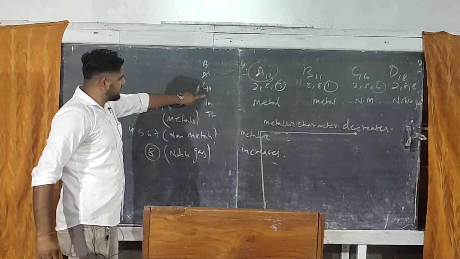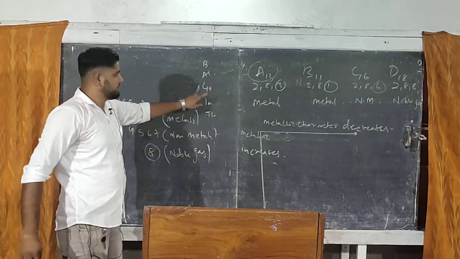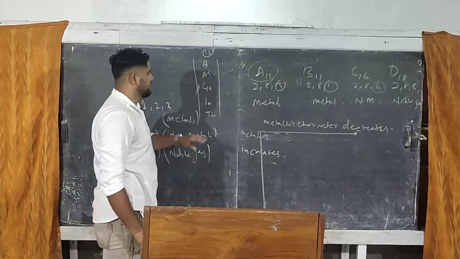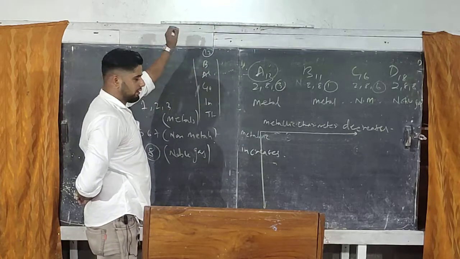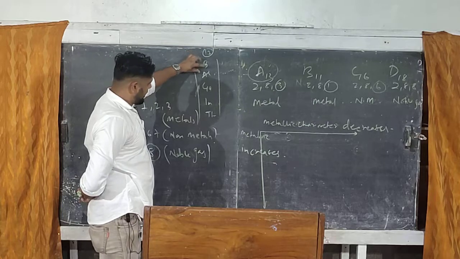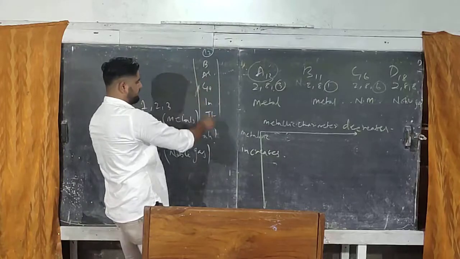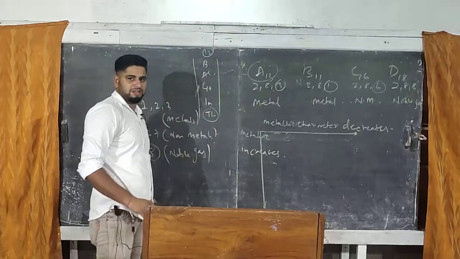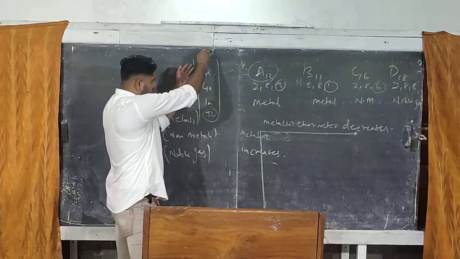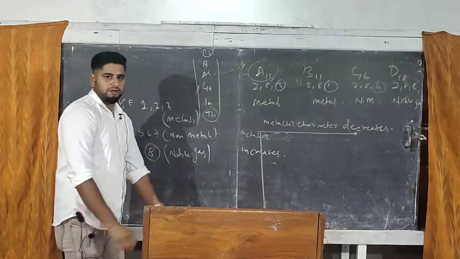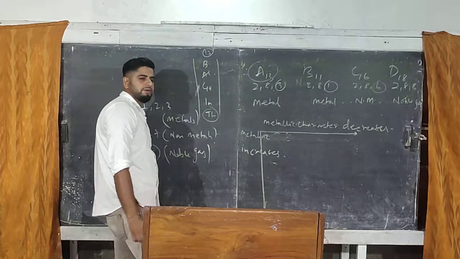Boron, aluminium, gallium, indium and thallium. These are the elements of group 13, called the boron family. Among them, thallium is the most metallic. Why? We are moving from top to bottom of the group, so metallic character increases. Got it or not? This type of question you will get in your exam.